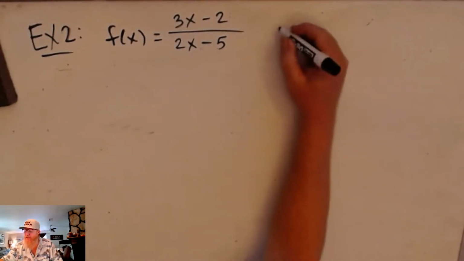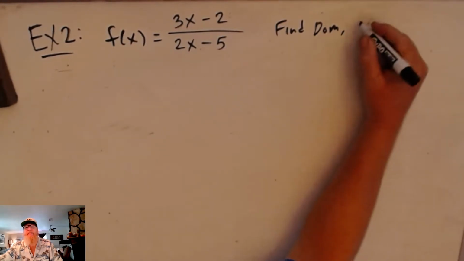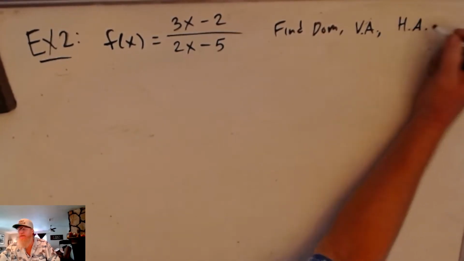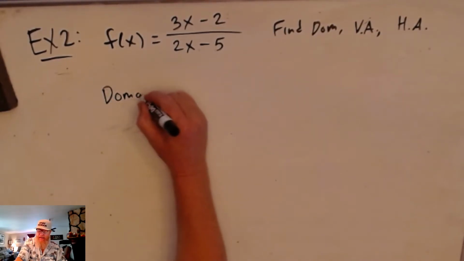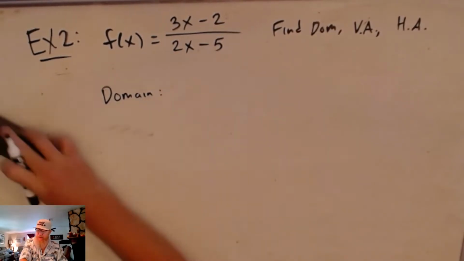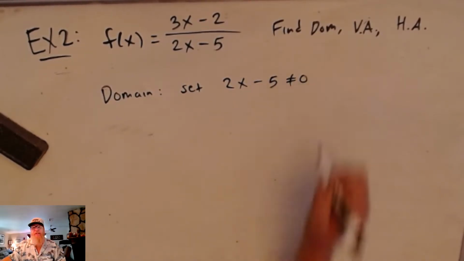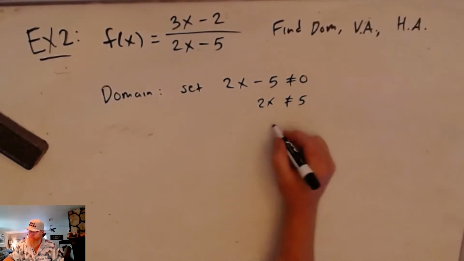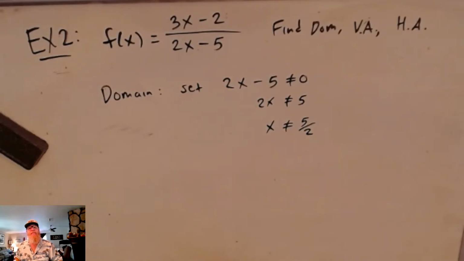All right, same question. Find the domain, find the VA, the vertical asymptote, and the HA, the horizontal asymptote. All right, domain. We're going to set the denominator to not equal 0, and solve. And there you go. That's your domain.